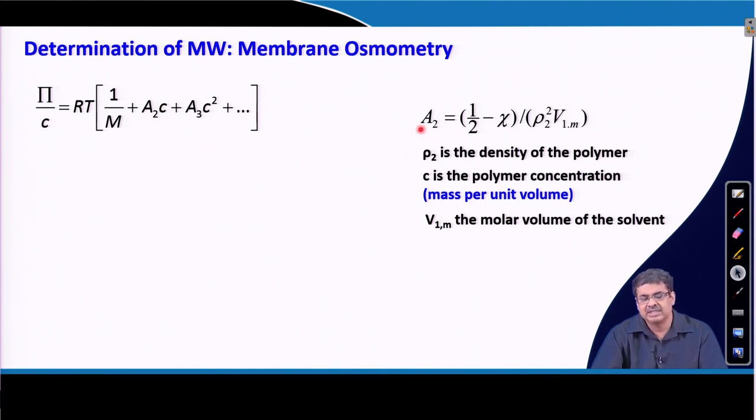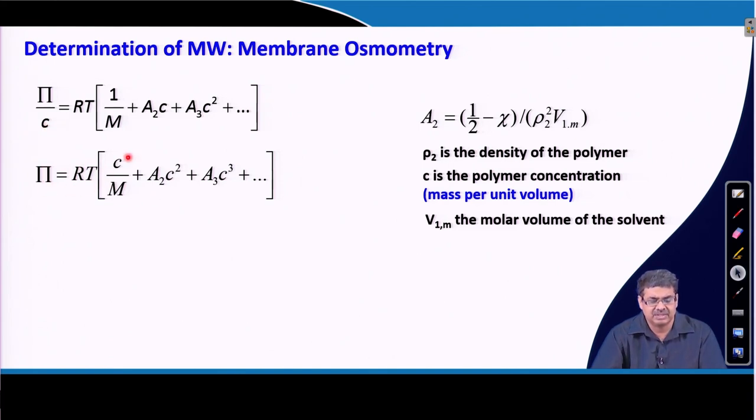And A2 is the second virial coefficient, which is given by this expression as we have seen earlier also, where rho 2 is the density of the polymer, V1 is the molar volume of the solvent, and chi is the polymer solvent interaction parameter, which we discussed earlier. Now, we can express this expression, just multiply c both sides, we get this expression. Now, if the solution is very dilute, then we can ignore the c square term and the c cube term from the right hand side. So, we can just write this, in case of very dilute solution.